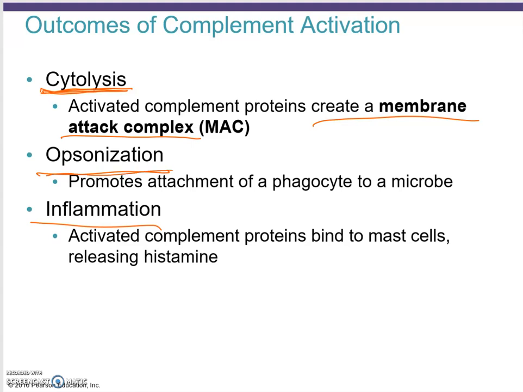Opsonization is a way to promote the attachment of a phagocytic cell, such as a neutrophil or a macrophage, to a microbe, and then promotes it to be engulfed and internalized by this phagocytic cell. So it promotes phagocytosis. And inflammation, as you know, recruits more white blood cells and increases release of more histamine, promotes more of the redness and the swelling and the heat and the pain.